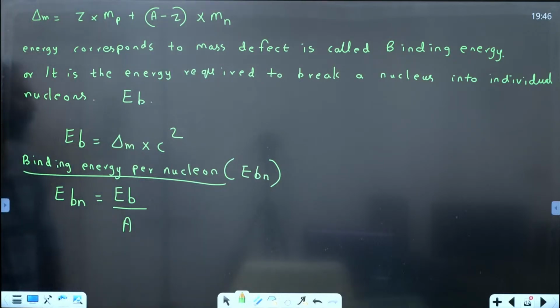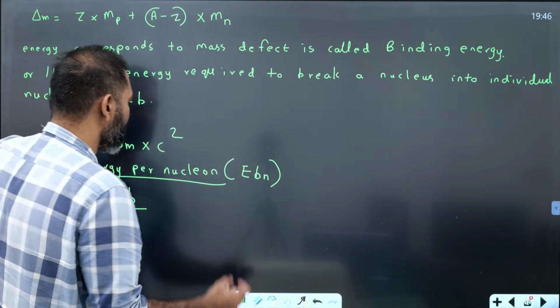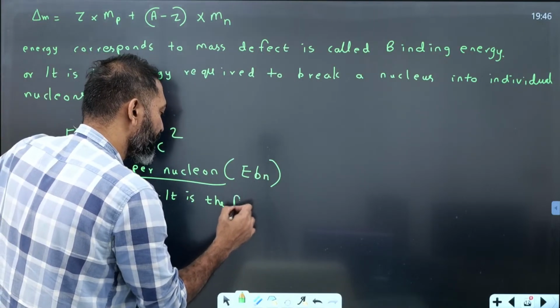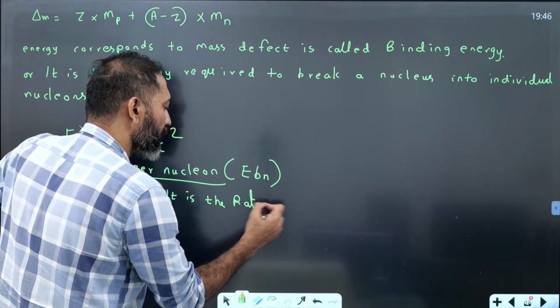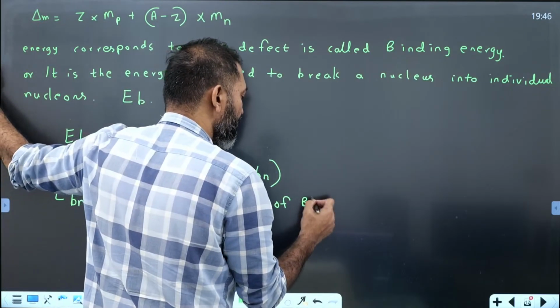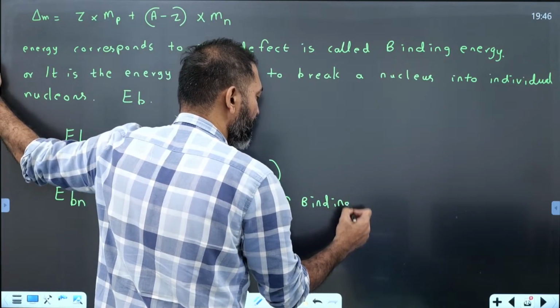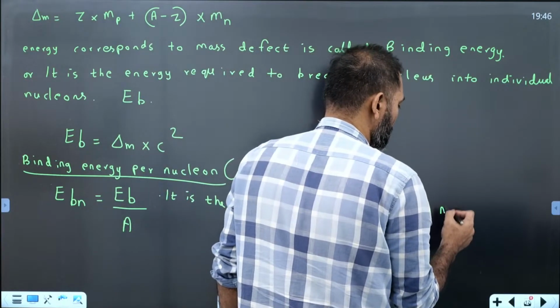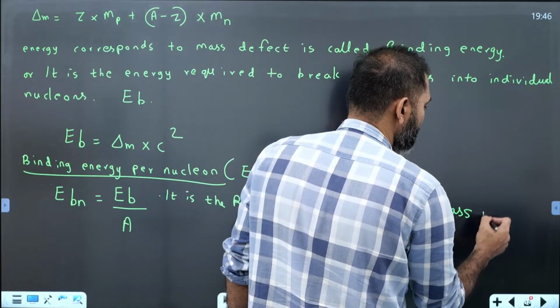What is binding energy per nucleon? Binding energy divided by mass number. It is the ratio of binding energy to mass number. What is its significance?